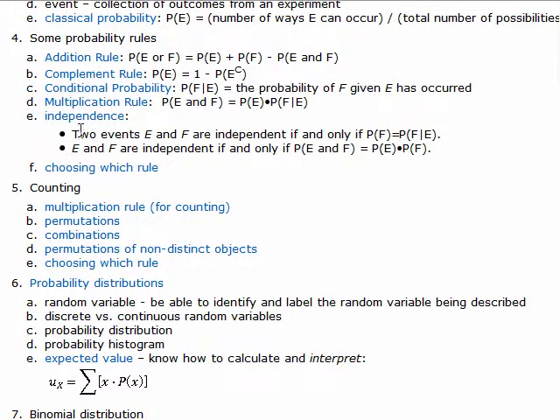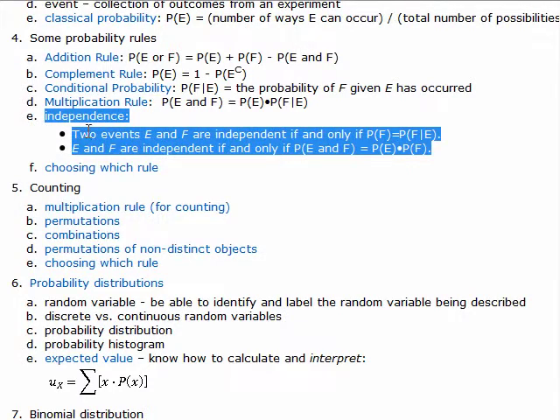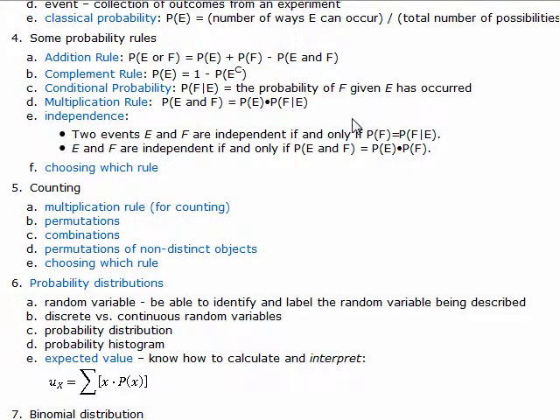For independence, this is a really key topic here. There are two ways to determine if two events are independent. One, if the conditional probability, the probability of F given that E has occurred, is equal to the original probability of F. That means E did not affect the probability of F, so that means they're independent. Another way is if the probability of E and F is simply multiplying the two together.